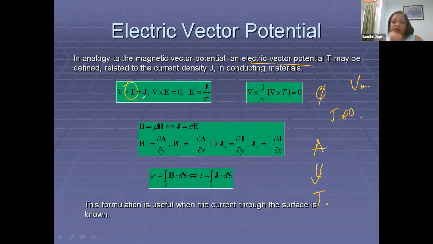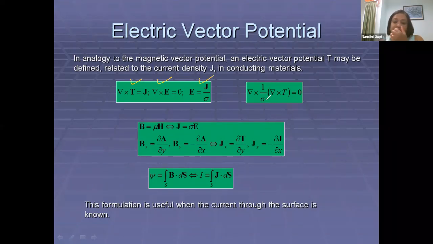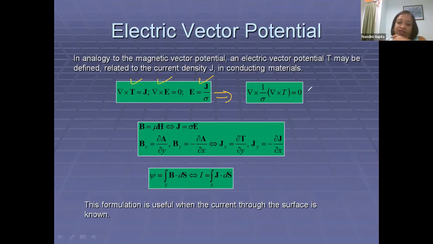So, in a conducting material, if you can express curl of T is equal to J, then T is an electric vector potential. So what are the equations that you have in this situation? Curl of T is equal to J, curl of E equal to 0, and E is equal to J by sigma. So you have a current in the electrostatic field, and this is how it adds up. If you take these three equations, what you get is curl of 1 by sigma curl of T is equal to 0. And this is exactly similar to the magnetostatic equation.